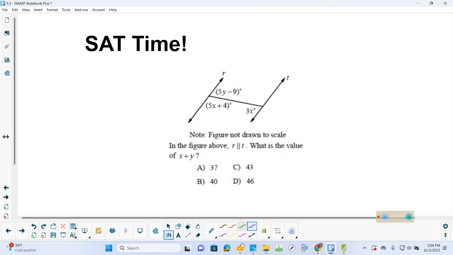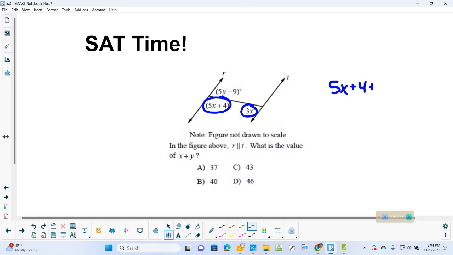Okay. Figure not drawn to scale. In the figure, r is parallel to t. What's the value of x plus y? All right. So my advice, because you have angles with x in them, angles with y in them, start with the ones that have x. Let's look at these first. Now, we should know it from last chapter. What special type of angles are those? Consecutive interior. So are they equal or do they add to 180? 180, so I'm going to total them up to 180.